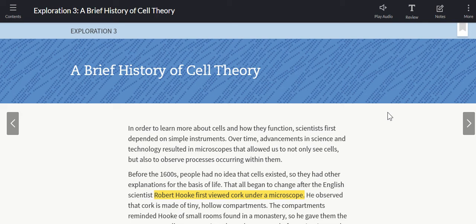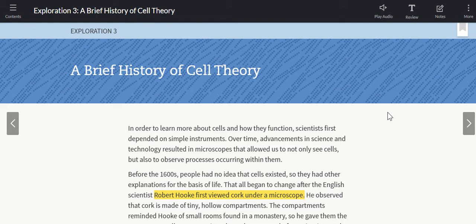Hey everybody, welcome back. It's time to look at Unit 5, Lesson 1, Exploration 3. In this exploration, we are going to take a look at the cell theory and a little bit of the background about how it was established.